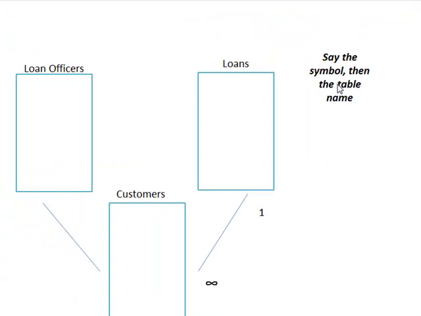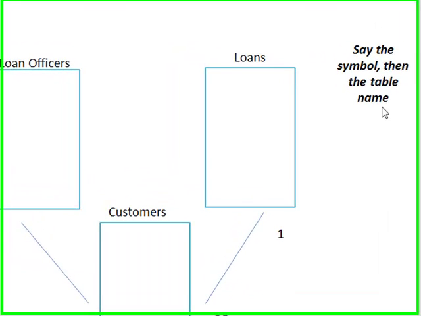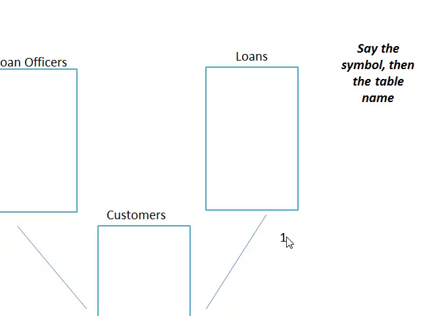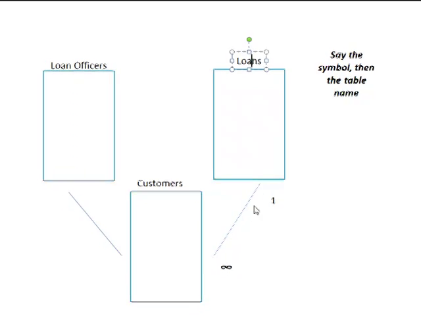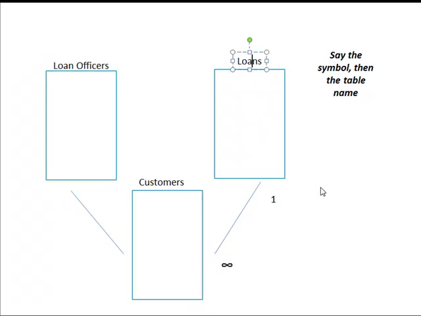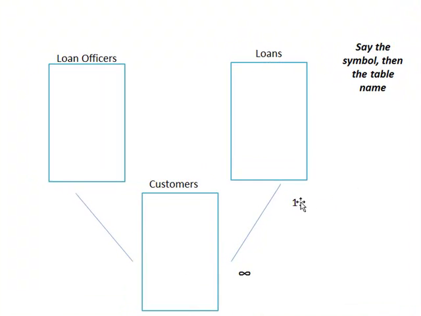So sorry, I kind of had to pause for a second there to draw in the symbols. I want you to say the symbol first, then the name of the table. So one loan could have many customers. That doesn't sound right. Let's reverse it. Let's try it out with a 1 on this end and the many sign on this end. One customer could have many loans. Okay, that sounds correct, doesn't it?